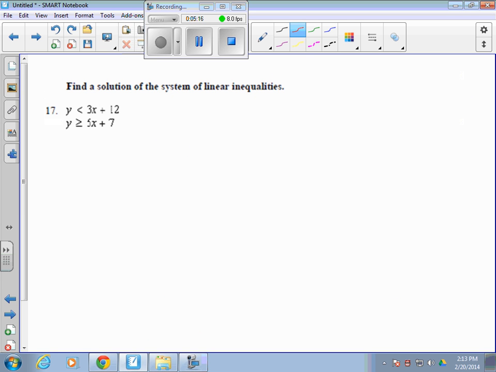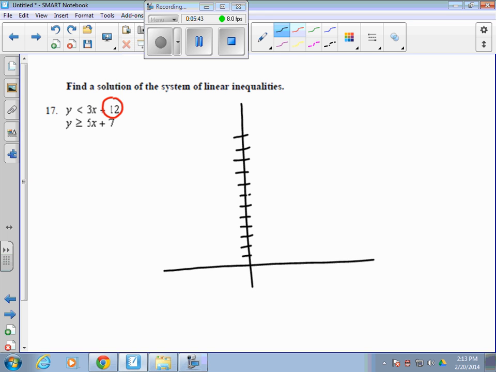Number 17 says find the solution of the system of linear inequalities. So in order to find the solution, you have to create boundaries of the areas. The first one says y is less than 3x plus 12. Your b value is 12. So begin where your y-intercept value is 12. So 1, 2, 3, 4, 6, 7, 8, 9, 10, 11, 12. Begin right there. Your slope value for that inequality is 3. So your m is 3, which is over 1.